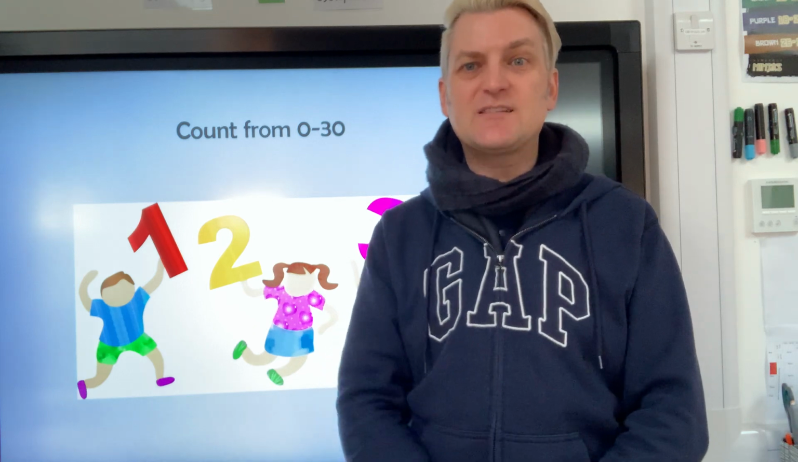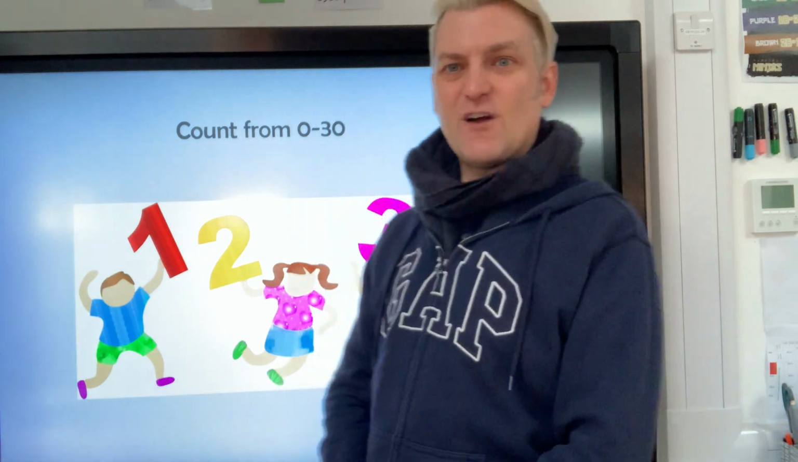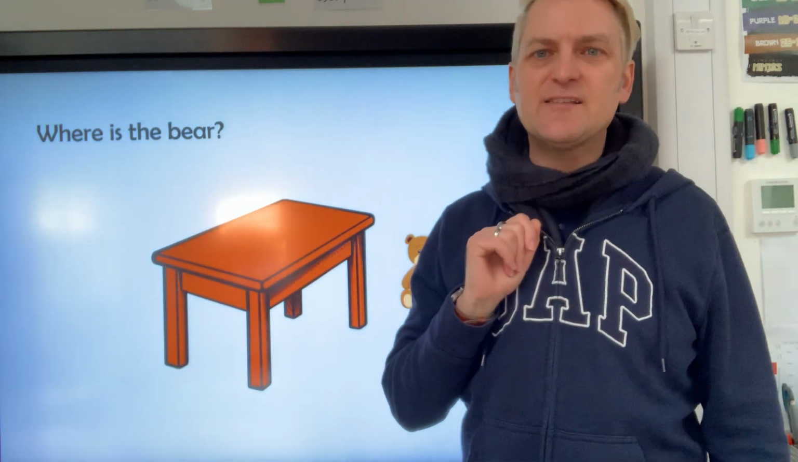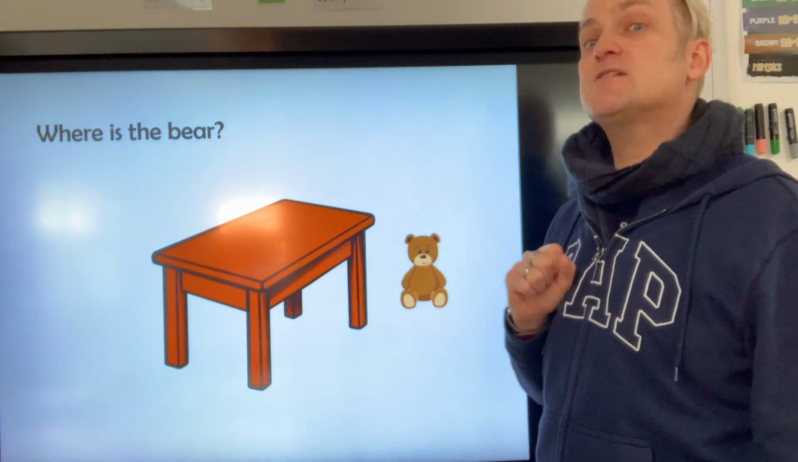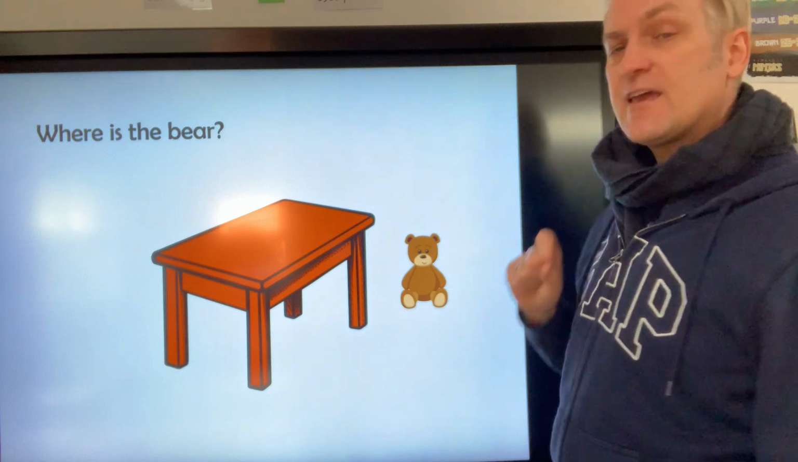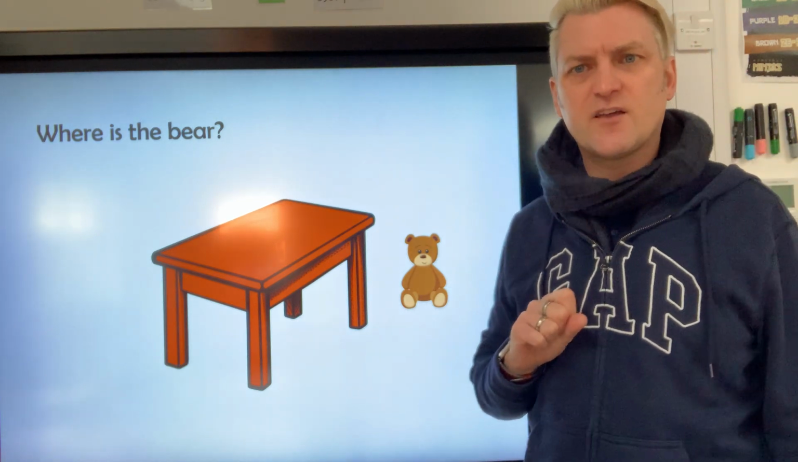All right, keep practicing. You might be able to play that game with somebody in your house as well. Right, let's move on to one of our favourites. Where is the bear? Have a look, here's the bear. Where is he? He is... That's right, he's next to the table. He is next to the table, or we could say he is beside the table.